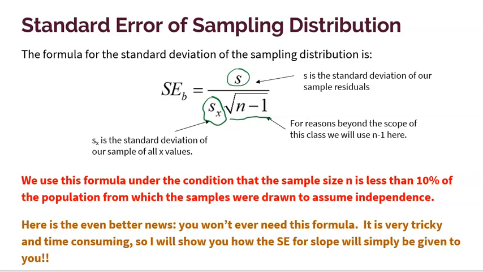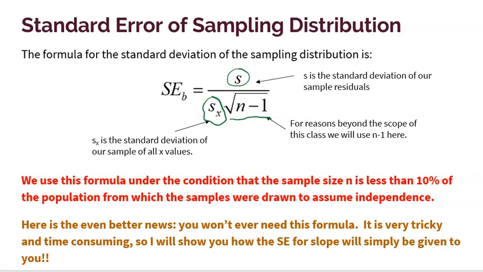The standard error of the sampling distribution will always be given to you, right? I have seen multiple AP tests, multiple AP questions, and this number is always going to be given to you. No one is going to be expecting you to calculate this number on your own. Trust me, it's going to be given to you. You do need to know how to interpret it, which we're going to talk about later on in this video.